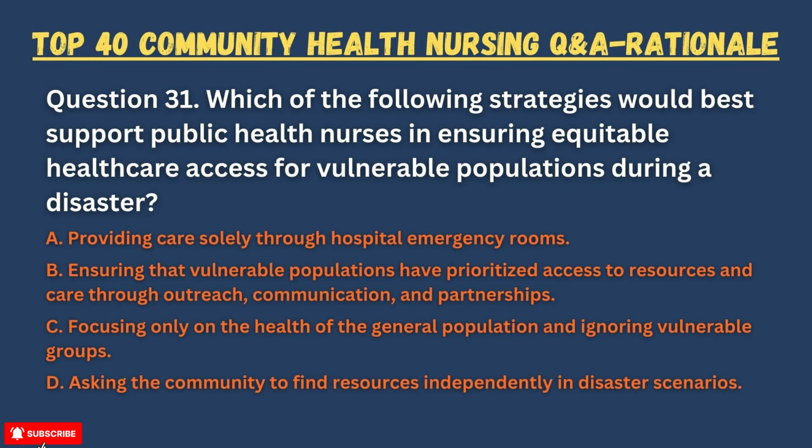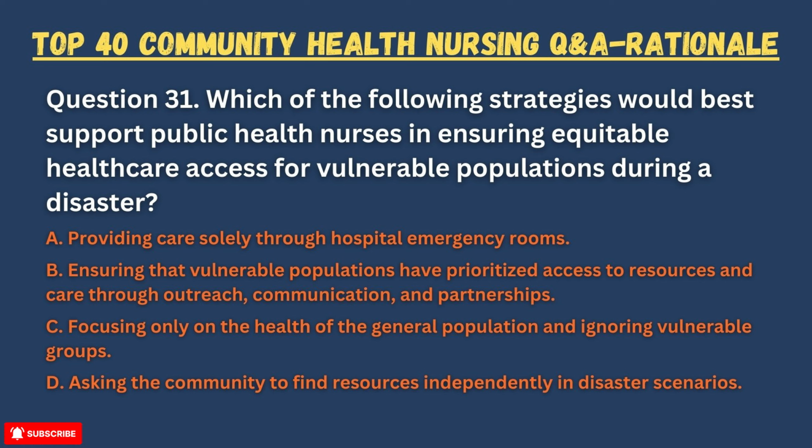Question 31. Which of the following strategies would best support public health nurses in ensuring equitable healthcare access for vulnerable populations during a disaster? A. Providing care solely through hospital emergency rooms. B. Ensuring that vulnerable populations have prioritized access to resources and care through outreach, communication, and partnerships.